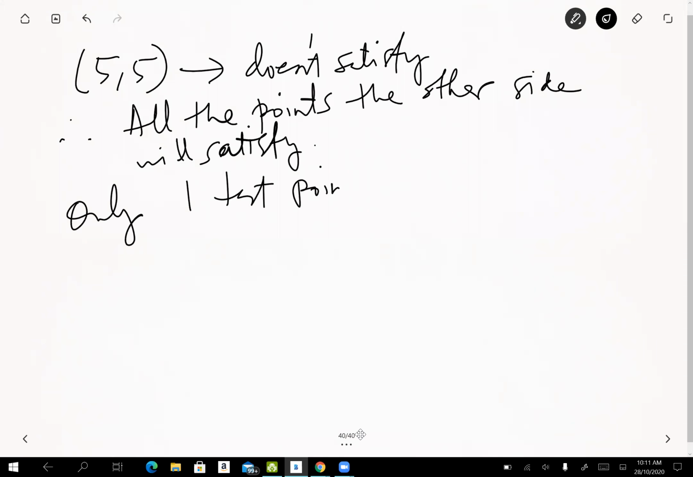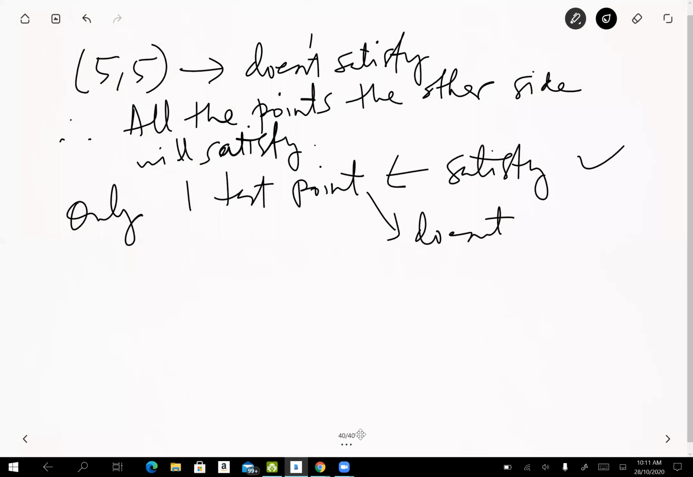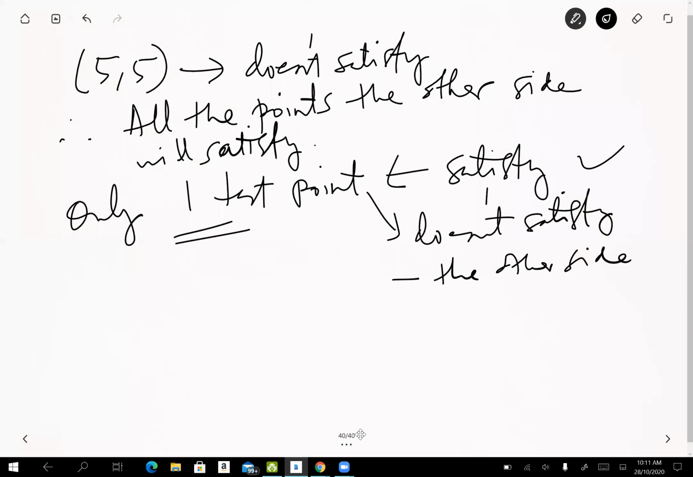So we make our conclusion. If that point satisfies, then all the points on the same side will satisfy. If that point does not satisfy, then what happens? Then all the points on the other side will satisfy. Okay, correct? So you need only one test point. Doesn't matter whether the test point satisfies or does not satisfy, we can still make our conclusion without taking another point. Okay, any question about that?